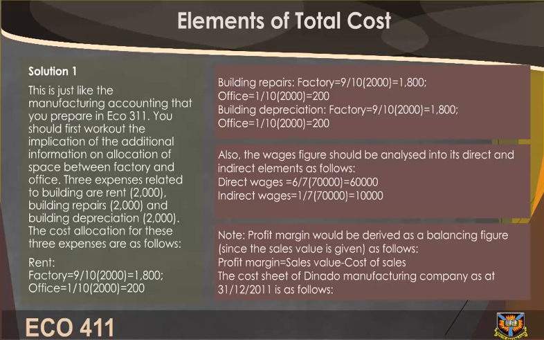Solution 1. This is just like the manufacturing accounting that you prepared in ECHO 311. You should first work out the implication of the additional information on allocation of space between factory and office. The 3 expenses related to building are rent, building repairs, and building depreciation. The cost allocation for these 3 expenses are shown below.